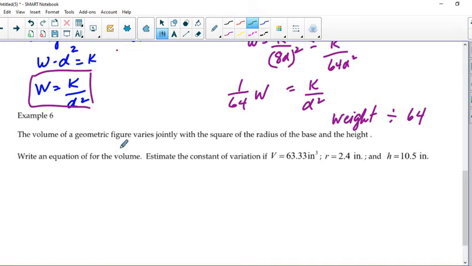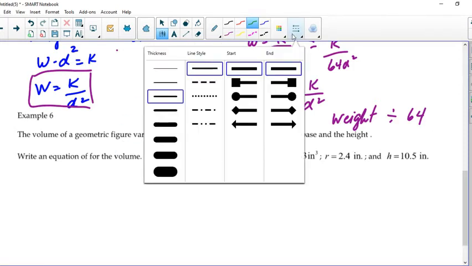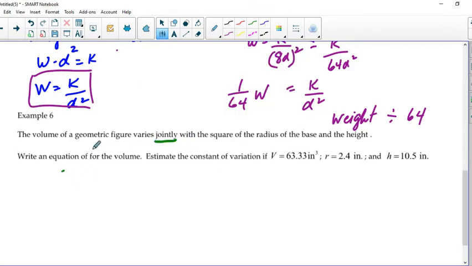The volume of a geometric figure varies jointly. Okay, we haven't seen that one yet. So we're going to look back to page 1 to remind us what joint variation looks like so we can write these equations. The volume, so I'm going to say volume V, jointly with the square of the radius. That's going to be my r, okay?